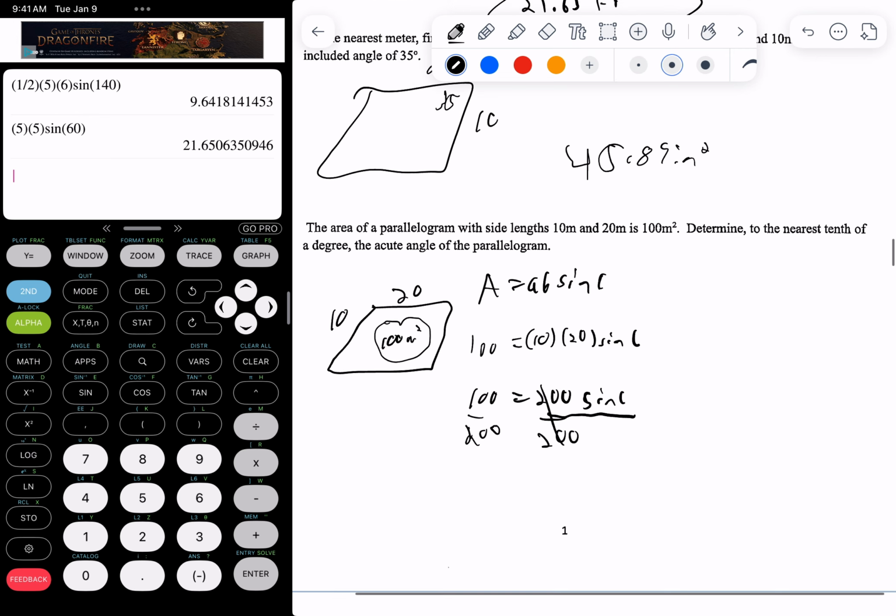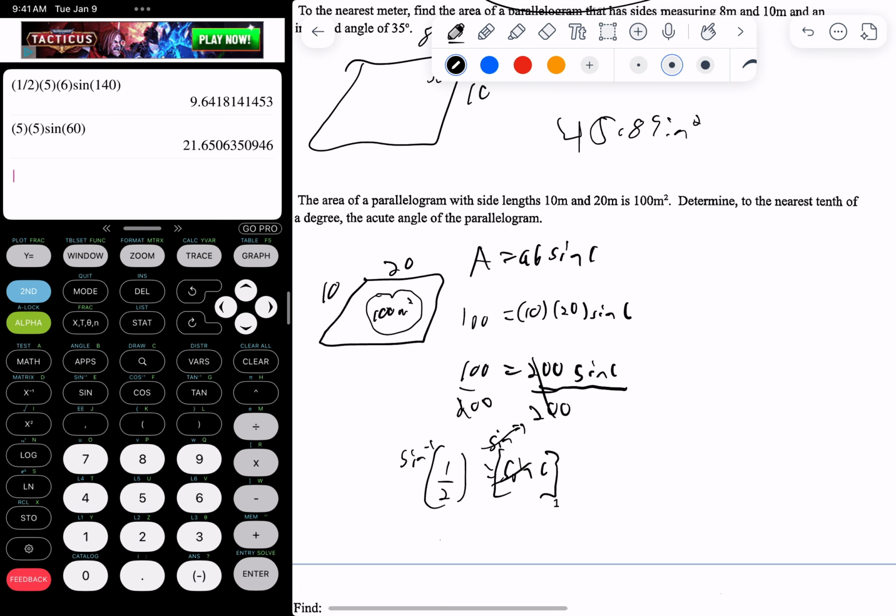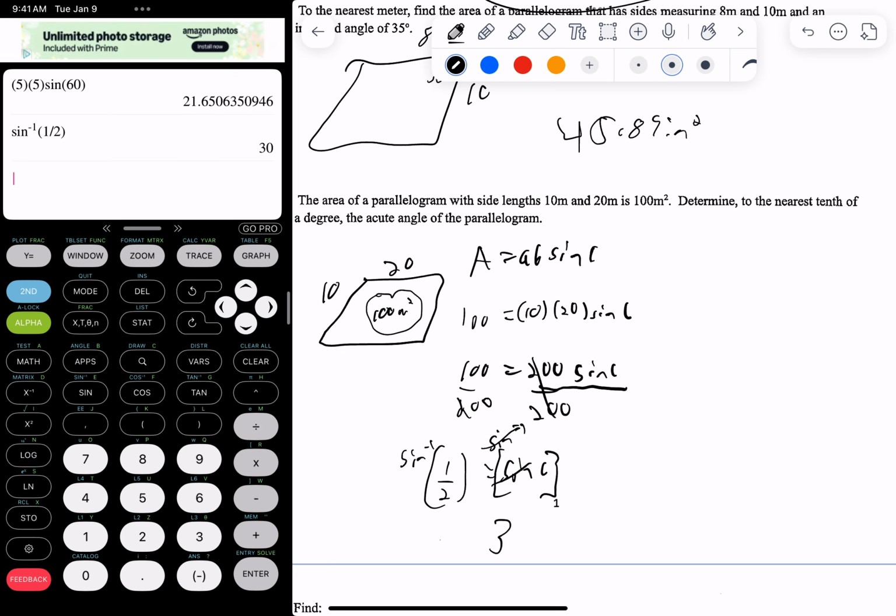That is 1 over 2 for sine C. I forgot to first do this part: sine inverse, to get rid of the sine, because we don't like a sine there. So we cross that out, and since it's sine inverse of 1/2, we can put that into the calculator, second sine, negative 1 of 1/2 is 30, and there's your answer.